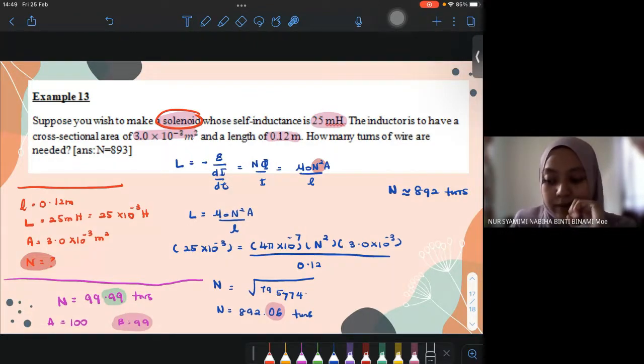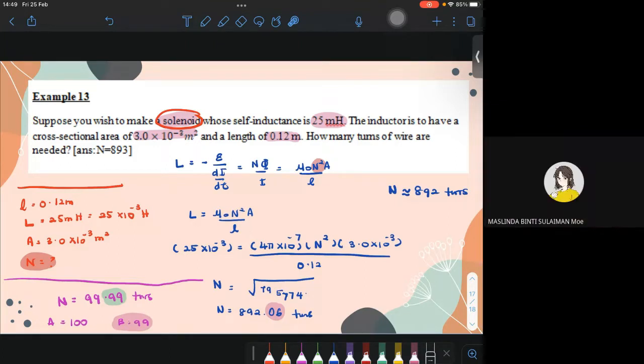Alright, so macam kita dapat tadi 892.06, kamu akan dapat 892 turns sahaja. Right, and you have to write the units which is turns. Okay, sampai situ faham? Faham, madam.